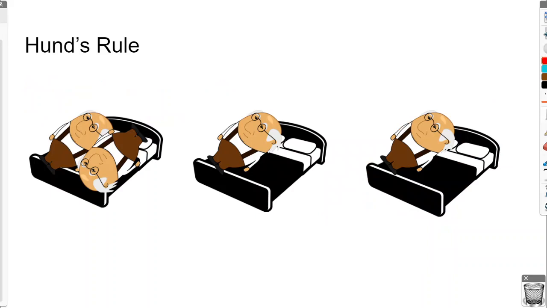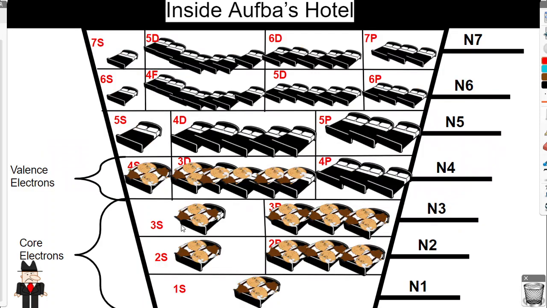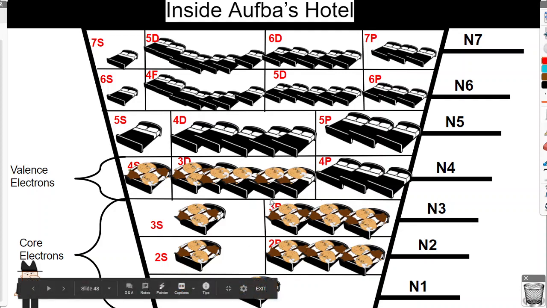So if you had 4 electrons, 3 beds, this is how they would spread out. You have 3 sleeping in the bed normally, and then the 4th guy would be forced to share a bed, and so he'd face the opposite direction. That would be Hund's rule. Okay, so you can kind of see here, this is how we would fill up the beds using these electrons.